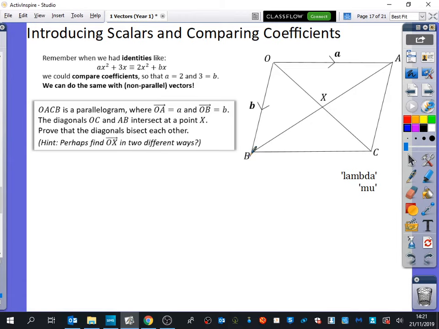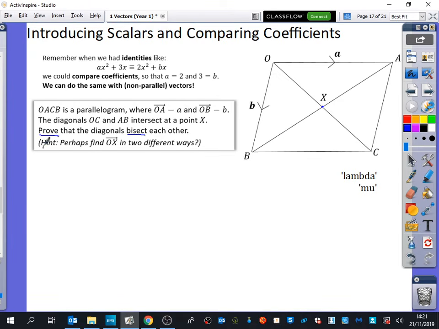And it tells you that OA is A. This is the part I've said is the most important, so you should be listening. And OB is B. The diagonals OC and AB intersect at a point X. So the diagonals are crossing over at this point here. Prove that the diagonals bisect each other.